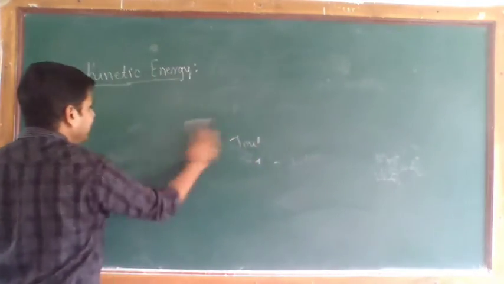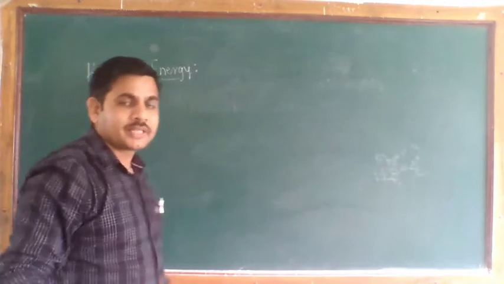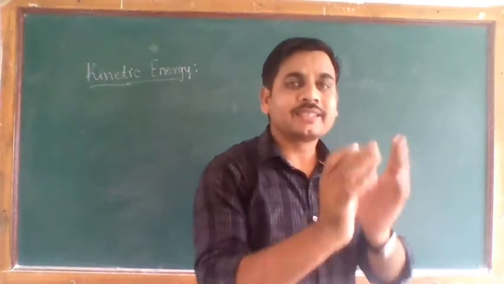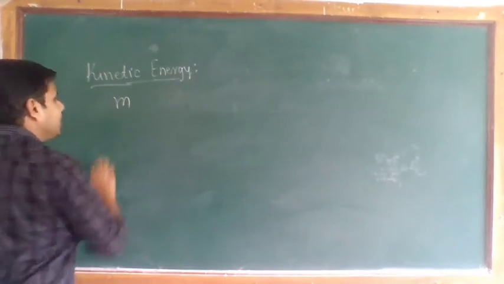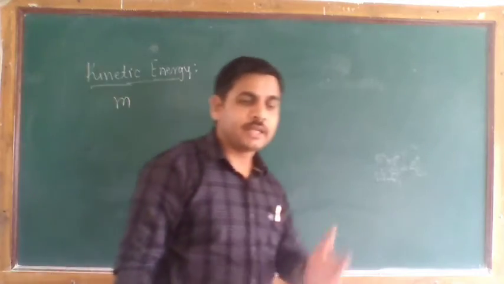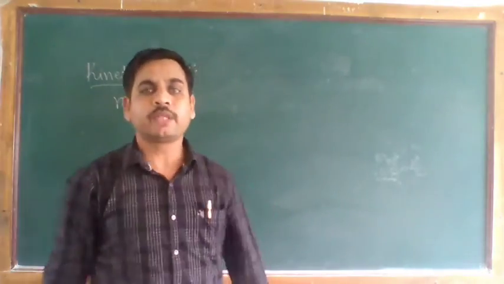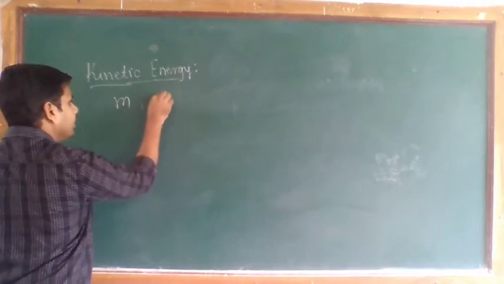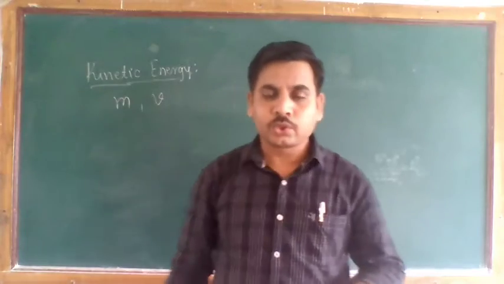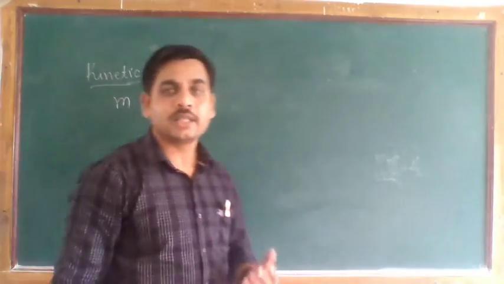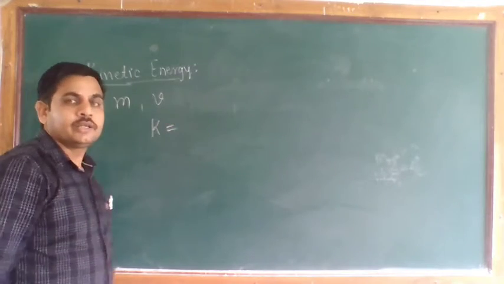To solve this kinetic energy problem, or to check the simple equation of kinetic energy, we consider a particle having a mass m, moving with a velocity v. So you get the relation, or by definition, the kinetic energy.